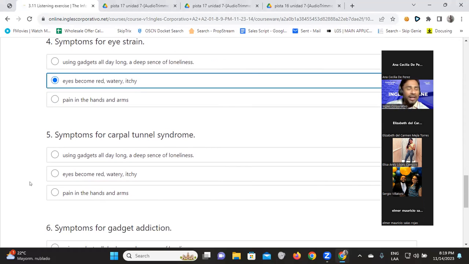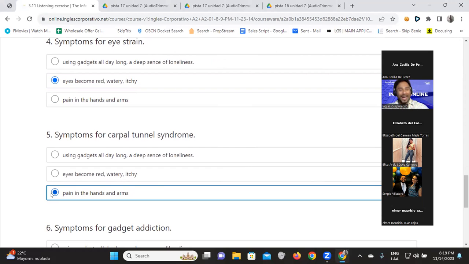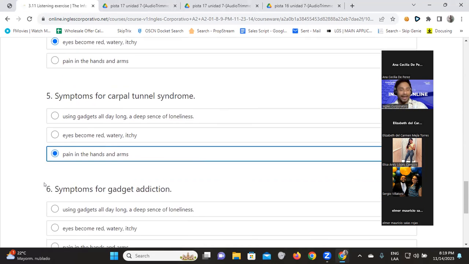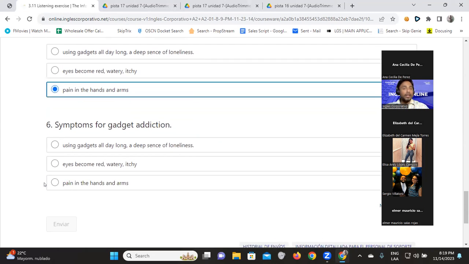All right, number five. Symptoms for carpal tunnel syndrome. Pain in the hands and arms. Excellent. Number six, symptoms for gadget addiction. Using gadgets all day long, a deep sense of loneliness.